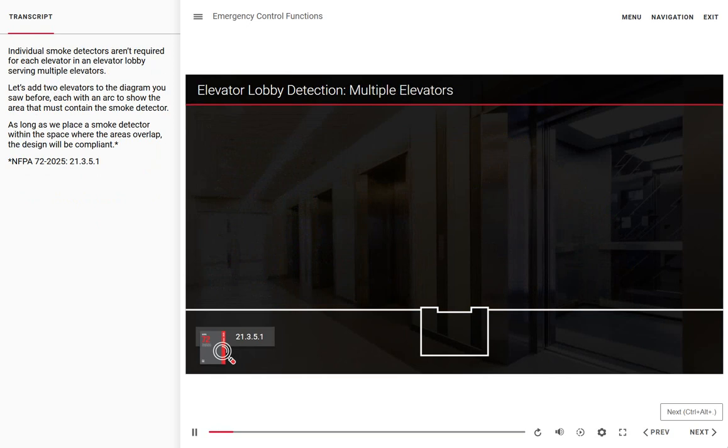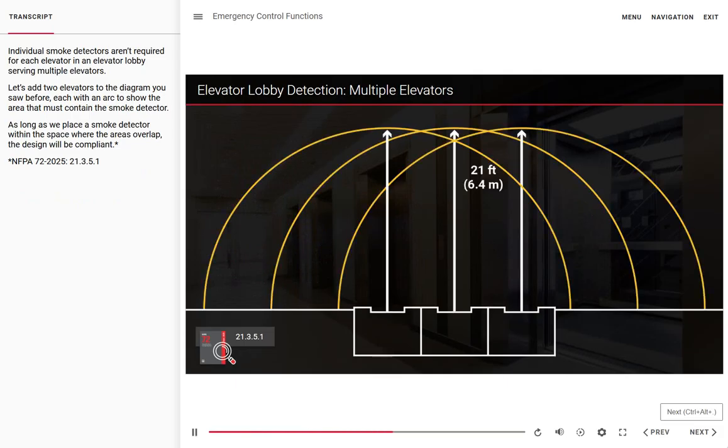Individual smoke detectors aren't required for each elevator in an elevator lobby serving multiple elevators. Let's add 2 elevators to the diagram you saw before, each with an arc to show the area that must contain the smoke detector. As long as we place a smoke detector within the space where the areas overlap, the design will be compliant.